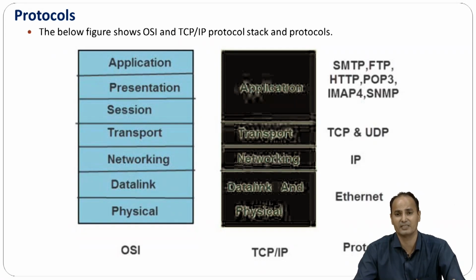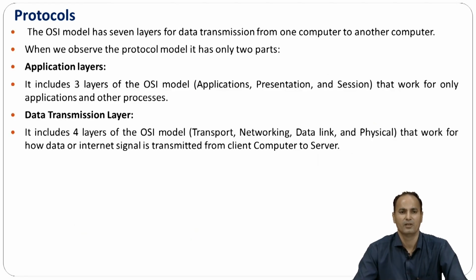At various stages, various protocols are used. At the application layer, we can see that SMTP, FTP, HTTP, POP3, IMAP and SMTP protocols are used. At the transport layer, TCP and UDP are there. At the network layer, the Internet Protocol is used, and at the data link and physical layers, Ethernet is going to be used.